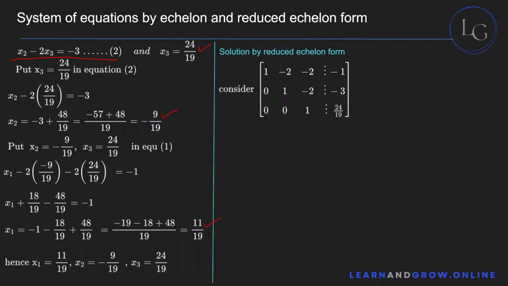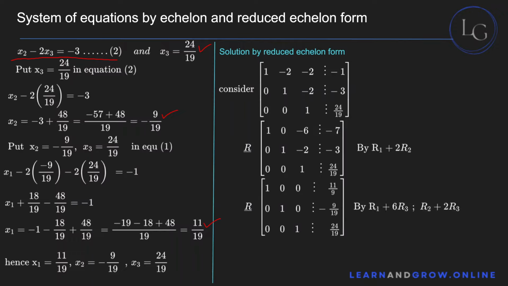So we must convert this. What we'll do here is perform another row operation by adding R1 and 2R2, you get this matrix. So now you see this leading entry of the second row is the only non-zero entry in its respective column. Similarly, we'll perform these row operations to convert this matrix into this matrix. Now this leading entry 1 in the third row is the only non-zero entry in its column. Now each leading entry is the only non-zero entry in its respective column, and this is the reduced echelon form.